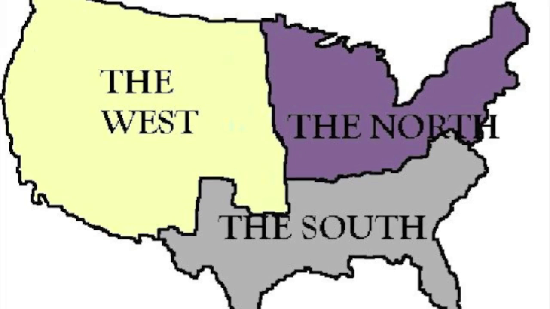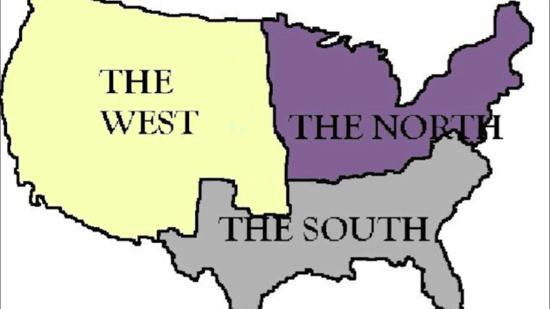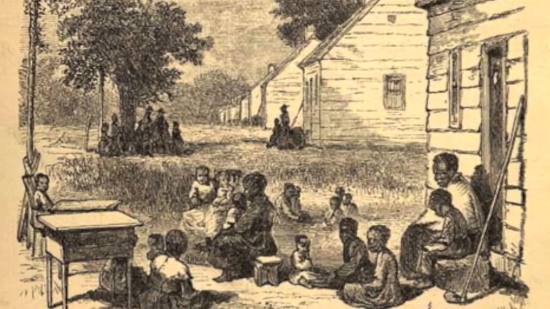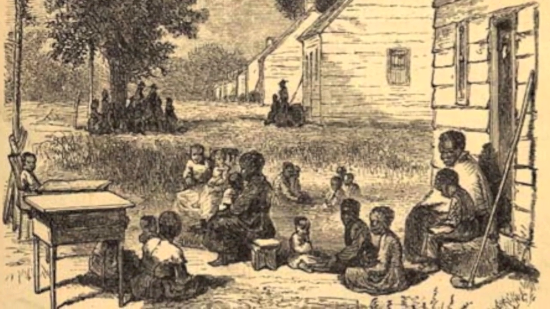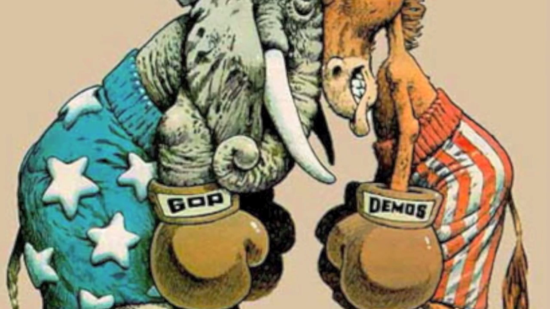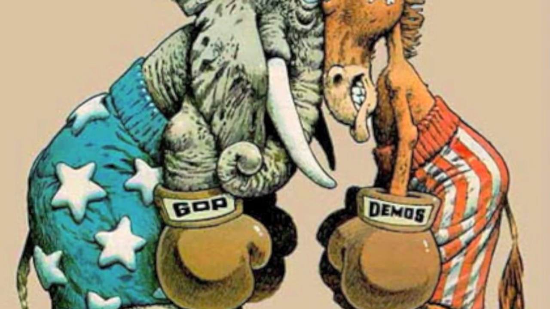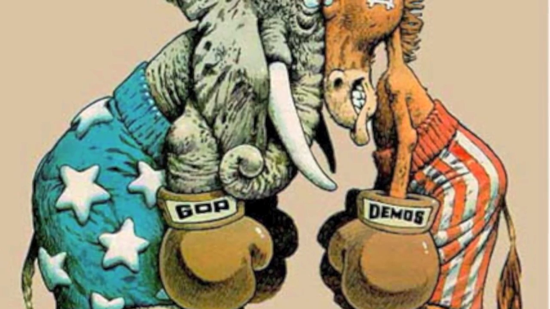Sectionalism caused conflict in the United States because the North and South of the United States are very different. The North had many factories and industries, while the South had a lot of plantations and slaves. This caused differences in government. Congress was basically split into Republicans, which was the South, and Democrats, which was the North.